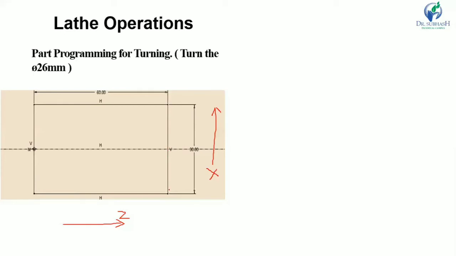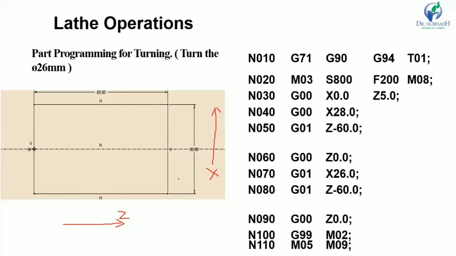The first one is the facing operation, that means the operation performed on this surface, and the second one is to reduce the diameter from 30 to 26 mm. Now let us understand. As usual, G71 metric mode, G90 absolute, G94 feed in mm per minute, and tool number 1. M03 is the spindle, then S800, F200, M08 coolant on.